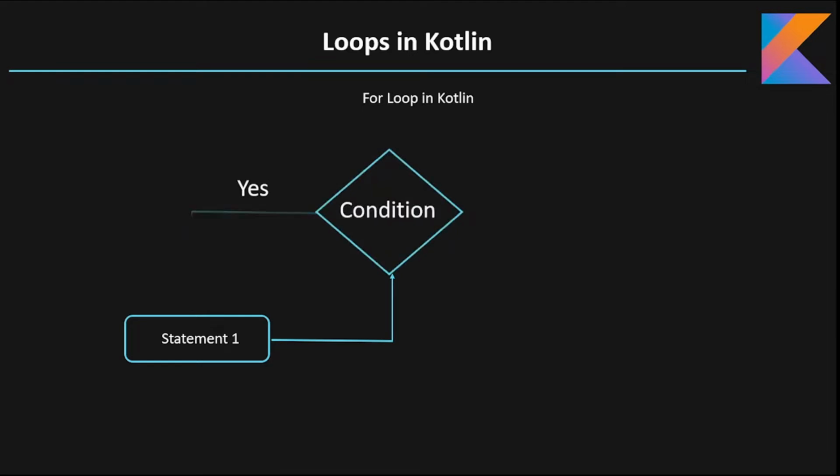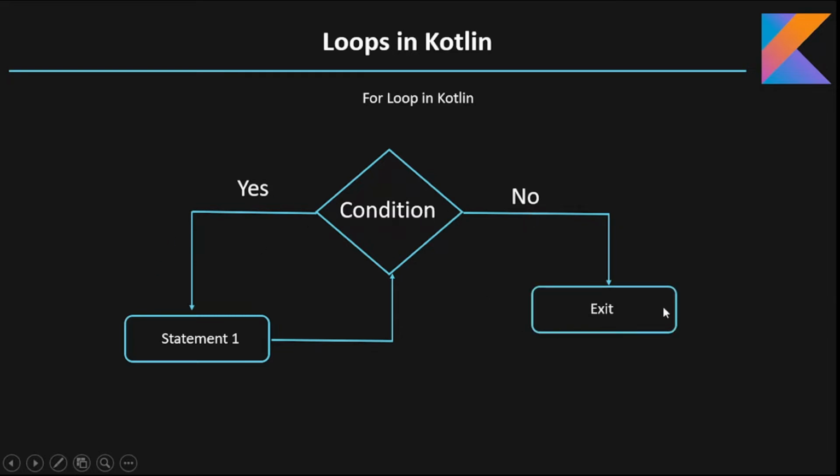Then again, we check the condition. And here the condition is either true or false. If the condition is true, then we loop through the code block again. Otherwise, if it is false, then we exit the loop, right? So let's have a look at how this actually works.